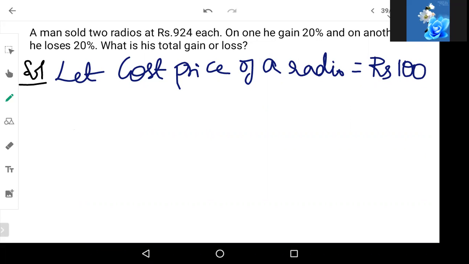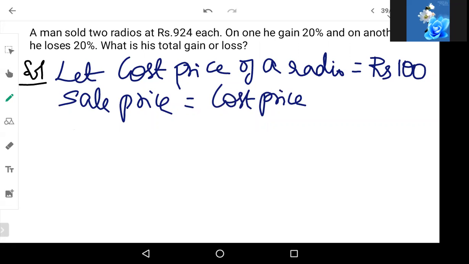We are assuming it to be 100. Why? Because they have given us the profit percentage and the loss percentage as 20% and 20%. So to define that only, we are using the cost price to be 100. So when we know the cost price, selling price or sale price is nothing but cost price plus profit, or if you have loss, cost price minus loss.